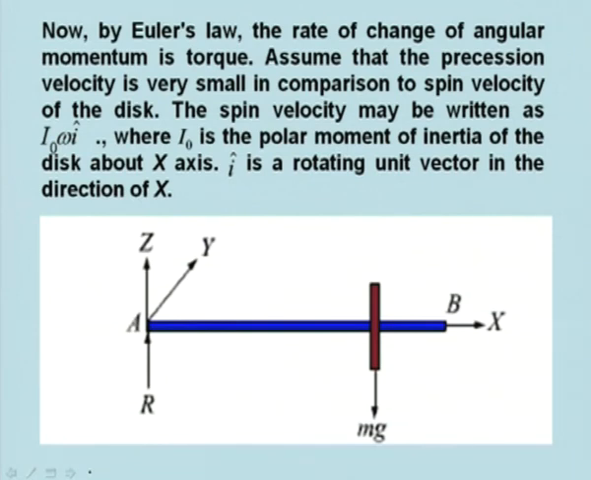Assume that the precession velocity is very small in comparison to spin velocity. Then the spin momentum along the spin velocity direction may be written as I0 omega i, where I0 is the polar moment of inertia of the disk about the x-axis and i is a rotating unit vector in the direction of x.